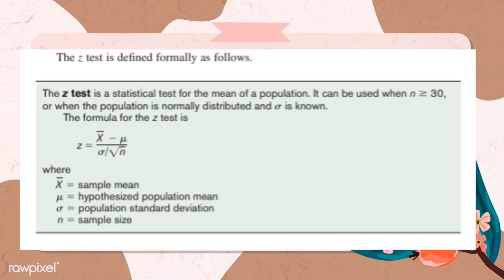The z-test is a statistical test for the mean of a population. It can be used when n is greater than or equal to 30, or when the population is normally distributed and the population standard deviation is known. The formula for the z-test is z is equal to the sample mean minus the hypothesized population mean over the population standard deviation divided by the square root of the sample size.